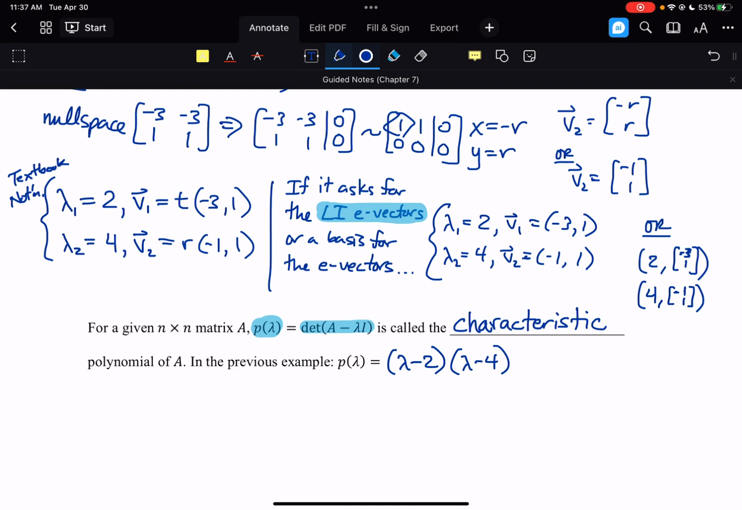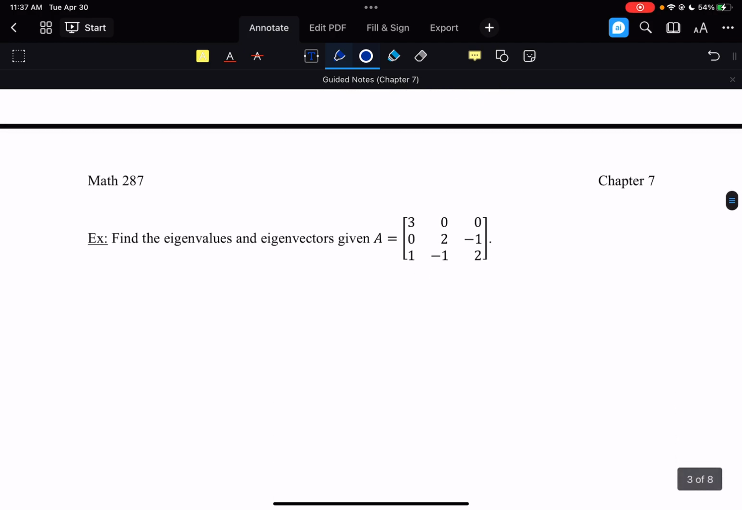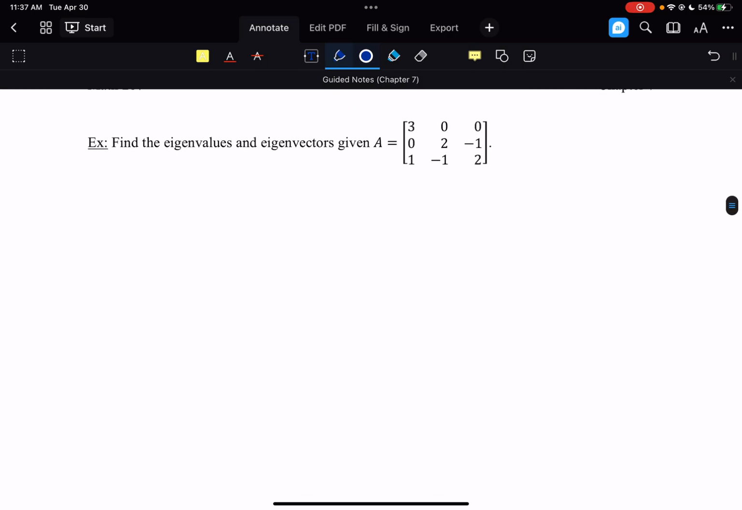We'll look at more of the implications of the characteristic polynomial as we continue, but essentially it's just a quick way to identify the eigenvalues of the matrix, and also how many times the eigenvalues show up, things like that we'll talk more about later in the sections. Let's take a look at a 3x3 example. Find the eigenvalues and eigenvectors for this 3x3 matrix.